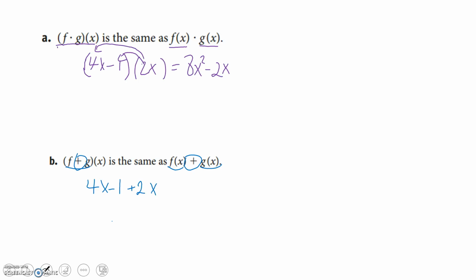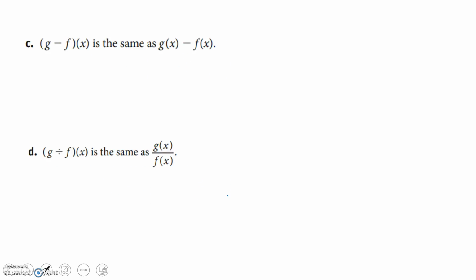So really the only thing we can do at this point is simplify and combine like terms. You have two x terms, your 4x and your 2x. If we add those together, we would get 6x, and then our constant of minus 1. Okay, so that's an example of multiplication and an example of addition. Now let's take a look at the next two.